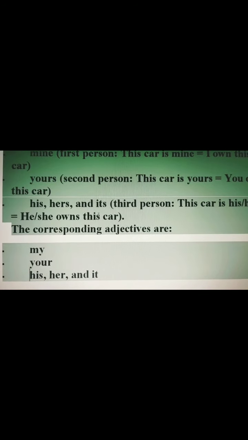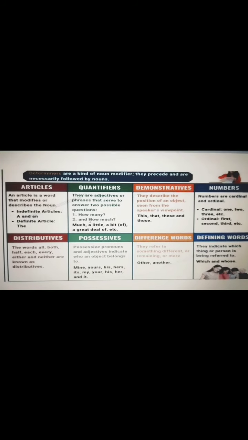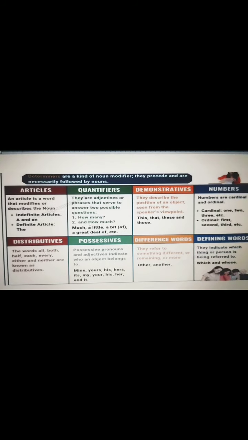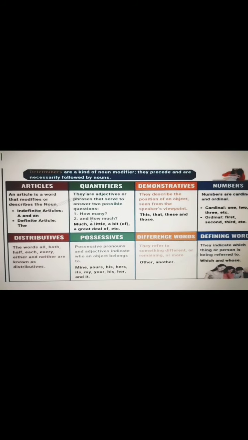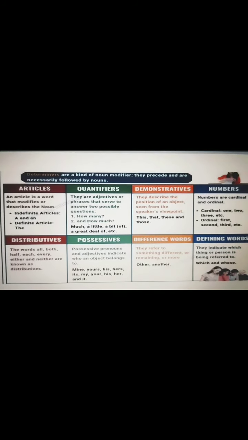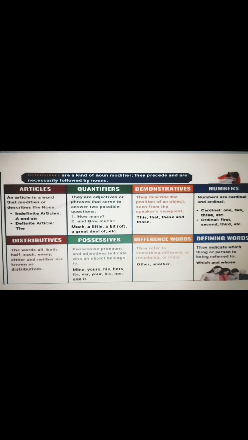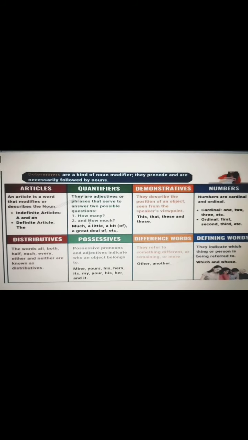And now we are going to do a quick review of the topic that we have taken today, the main points we are going to recall again. You can see here we took the topic determiners, and determiners are a kind of noun modifier which changes the noun, and they precede and are necessarily followed by a noun. These are of different types: articles, quantifiers, demonstratives, numbers, distributives and possessives. So these are the main 5 types of determiners we need to talk about.